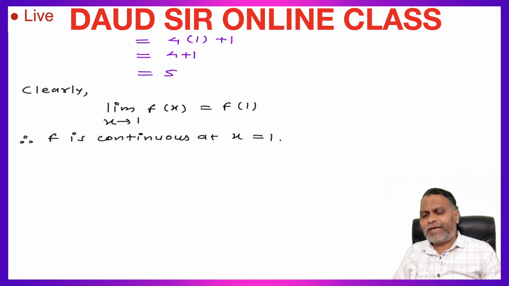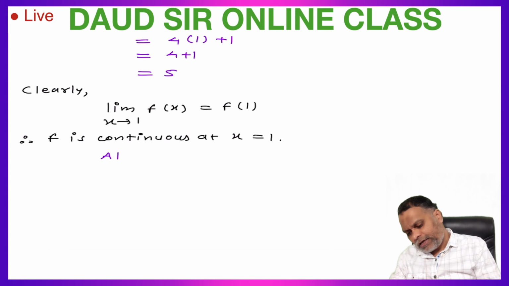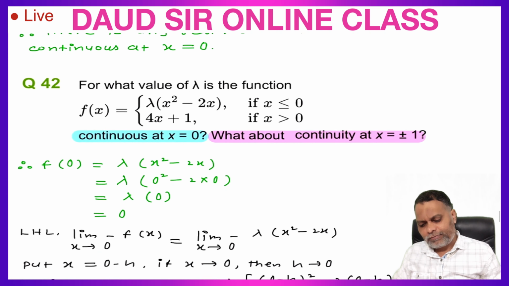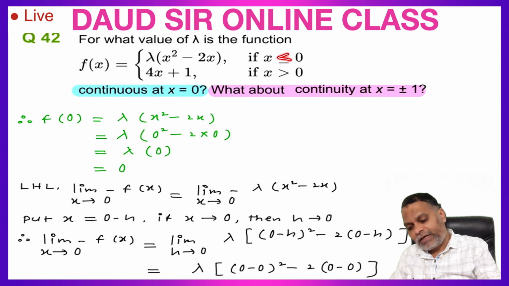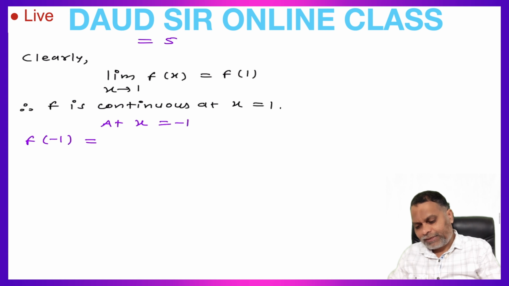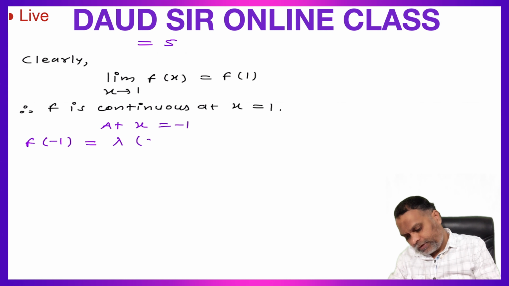Now one more point, x is equal to minus 1. At x is equal to minus 1, we have to check the continuity. For f of minus 1, look at where x is less than or equal to minus 1. Here x is equal to minus 1 comes under x is less than 0, so we have to take this function, lambda into x square minus 2x.